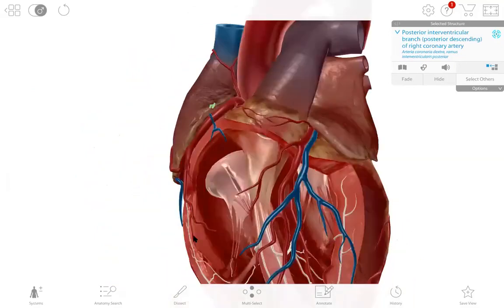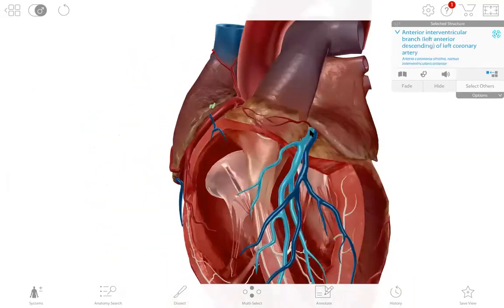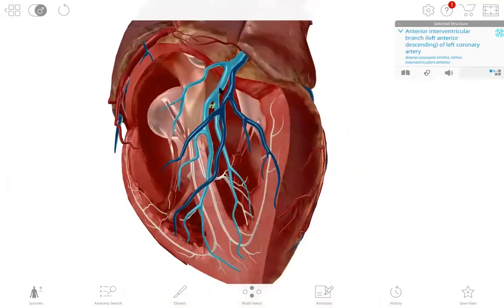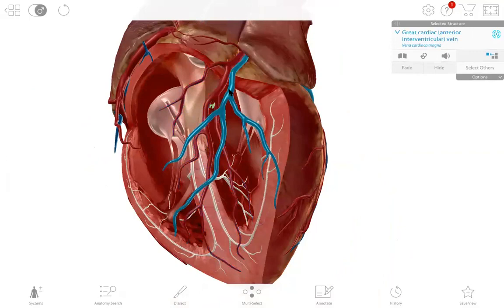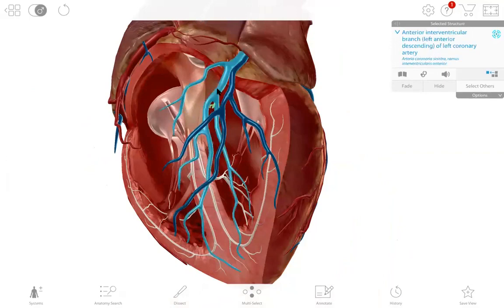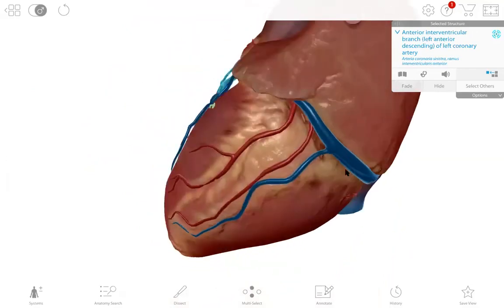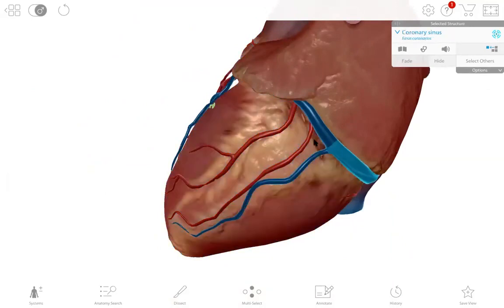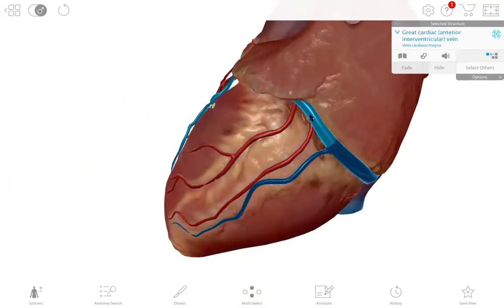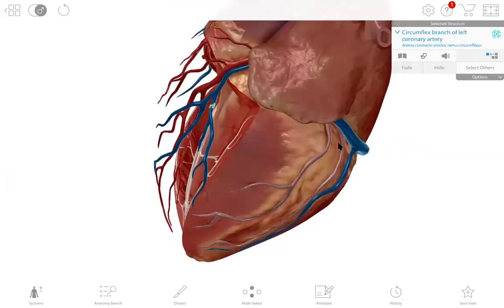If I come to the left coronary artery, immediately when it emerges, it will give me the left interventricular artery, which will run with the great cardiac vein in the anterior interventricular groove. Okay? The rest of the left coronary artery will continue as the circumflex branch of the left coronary artery.